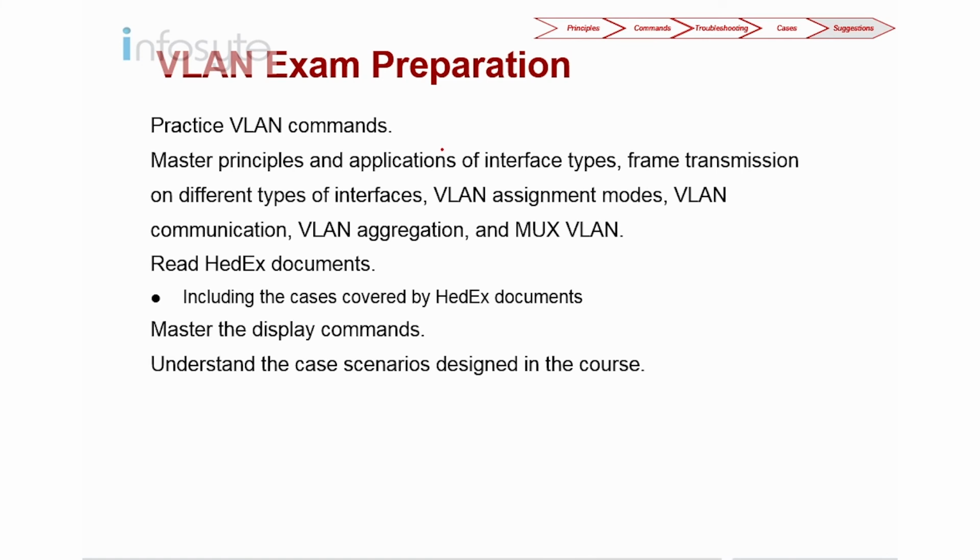Okay, now let's look into the HCIE exam preparation for the VLAN topic. For this topic, it's not that difficult. What you need to do is just practice on the VLAN, access link, trunk link, and the hybrid. All this you have to understand very well. Same goes for the practice as well as the interview. All right, so you need to know the principle. That is very important for your interview, as well as the different interfaces, the frame transmission and different types of interfaces. How do you assign your VLAN based on the protocol, IP, subnet, or MAC address? How can VLANs communicate using subordinate VLAN, super VLAN, MUX VLAN, VLAN aggregation? All this you have to be very familiar with.